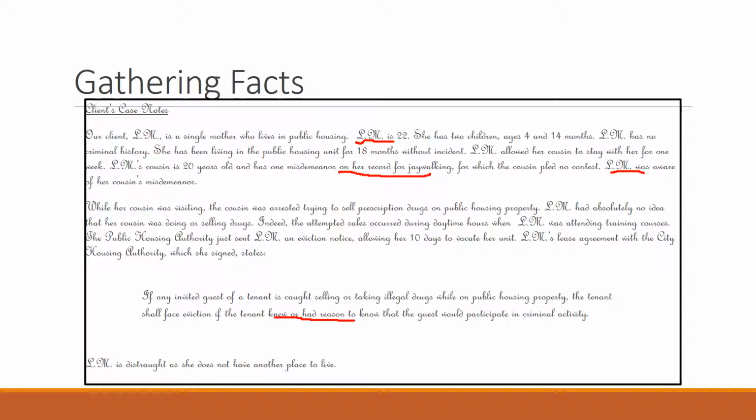Obviously, the fact that LM was aware of any conviction of her cousin is important. If she was not aware, then clearly she would not have known or had reason to know that her cousin would participate in criminal activity. These are all the ways that facts, small facts, can change your legal analysis and change the type of law, or not necessarily the type of law, but the outcome of legal opinions based on the situation that your client is dealing with.